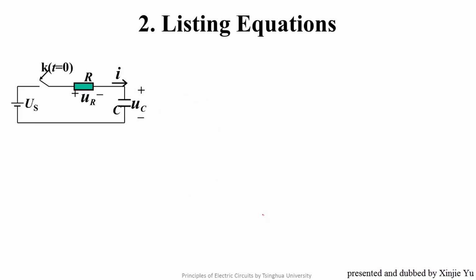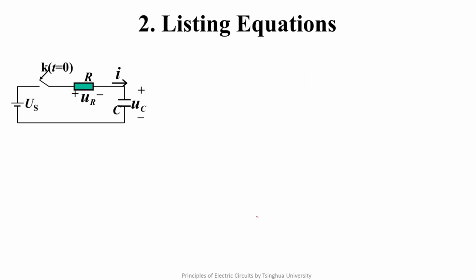If we want to solve the transient process, similar to the previous analysis of resistive circuits, we must list the equations. There are two basic elements for listing equations, that is, element constraints and topological constraints. As we learned in lecture 46, element constraints of the capacitors and inductors are differential equations or integral equations.